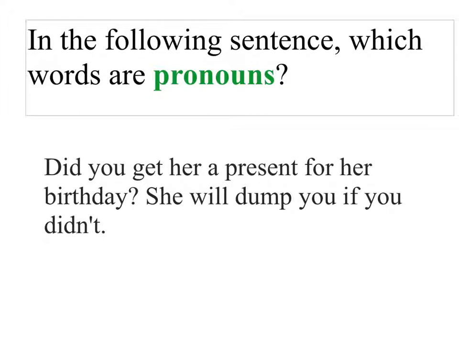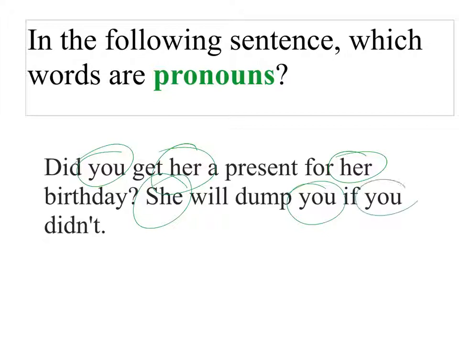Last example. "Did you get her a present for her birthday? She will dump you if you didn't." See if you can find the pronouns. You is a pronoun. Her is a pronoun. Her is a pronoun. She is a pronoun. You and you. Those are the pronouns.